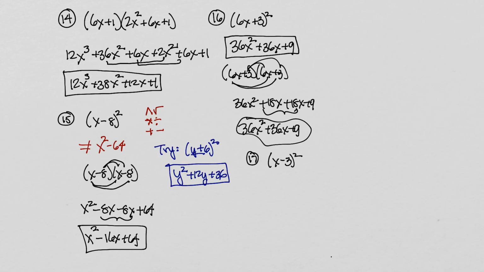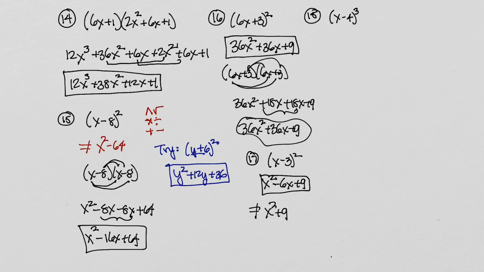17, let's square again. Squaring a binomial. So we're going to square the first, getting x squared. Multiply these together. Positive times negative is negative 3x, but you double it, so you get negative 6x, and then you square the last. You get plus 9. And we all know that this thing is not equal to, you can't just square the first and then square the second.